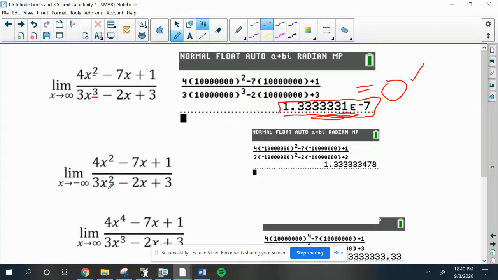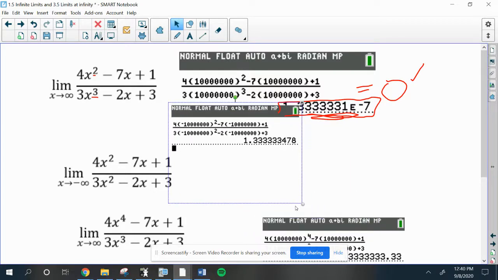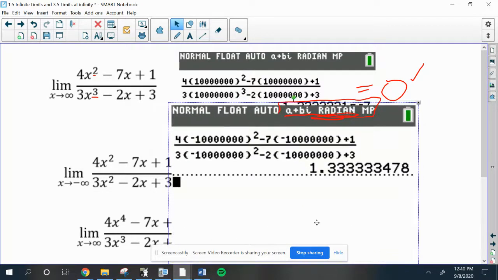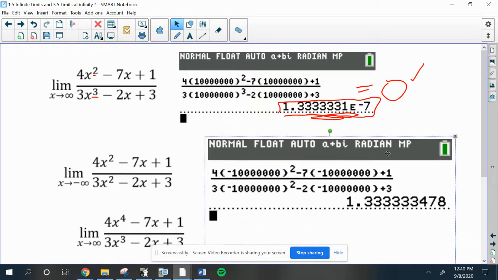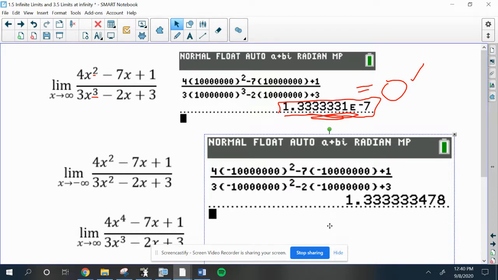Let's look at this one. The next one, we're going to negative infinity here. But now the degrees are both 2. So when I type that into my calculator, now I'm using negative trillion here. My calculator gives me the answer of 1.333. So all that's saying is, as you go to negative infinity, this graph does have a horizontal asymptote. It does approach the number 1.333.